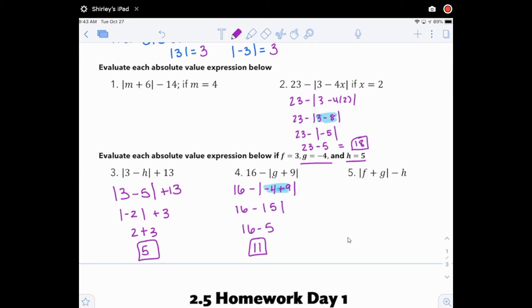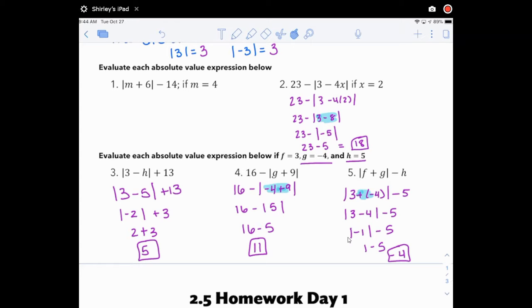And then our last one, we're plugging something in for each of these values. F is equal to 3. So I'm going to say 3 plus negative 4 minus 5. First step I'm going to take here is to just clean it up. I don't like looking at all of those symbols next to each other. Adding a negative is the same as subtracting. So I'm going to rewrite this as 3 minus 4. That way I clear out some of those symbols and I can think about it a little bit easier. Now I'm subtracting 3 minus 4. That's negative 1. The absolute value of negative 1 is 1. So then I'm doing 1 minus 5, which gives me negative 4.